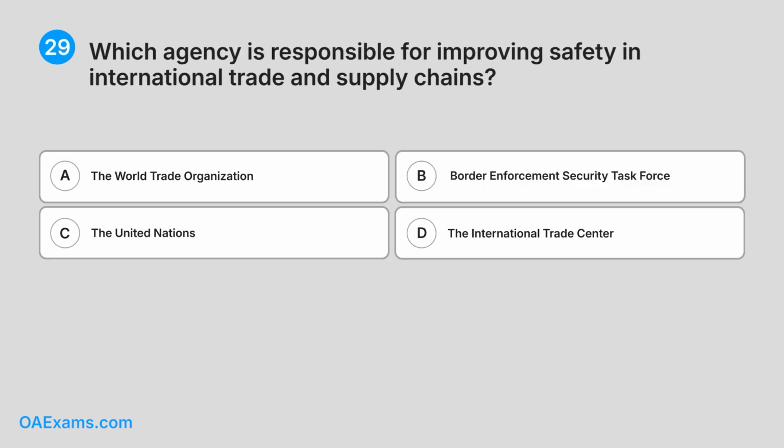29. Which agency is responsible for improving safety in international trade and supply chains? A. The World Trade Organization. B. Border Enforcement Security Task Force. C. The United Nations. D. The International Trade Center. Do you know the answer?